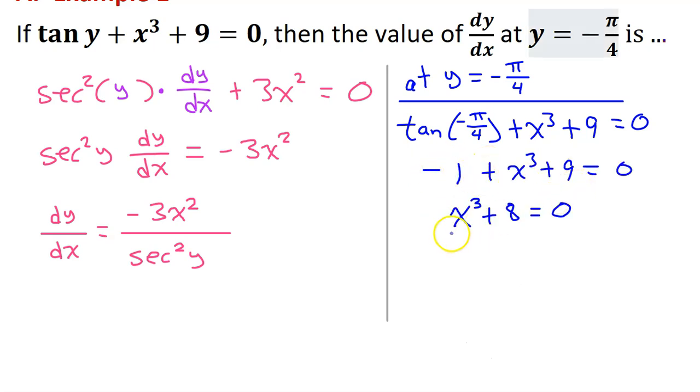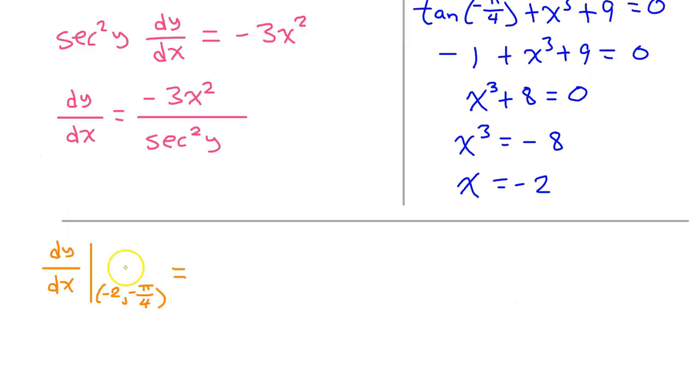Combining like terms gives us this. Subtracting 8 from both sides, we have x cubed is equal to negative 8. Taking the cube root of both sides, we get x is equal to negative 2. So we have x and y now, negative 2 and negative pi over 4. Now we can evaluate dy dx at negative 2, negative pi over 4.